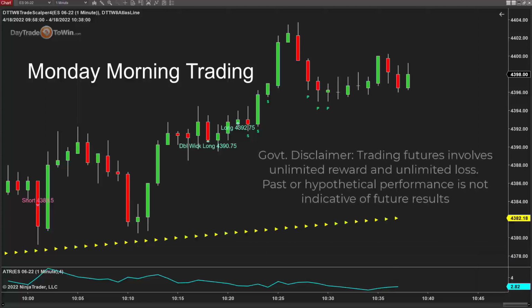Before we begin, remember that trading is risky. Let's not trade with funds we cannot afford to lose. Understand there are risks involved with trading.